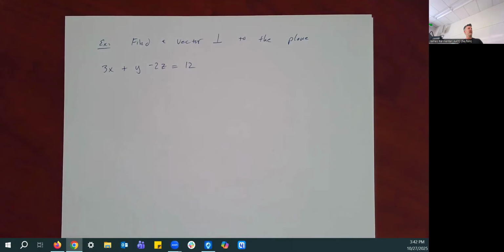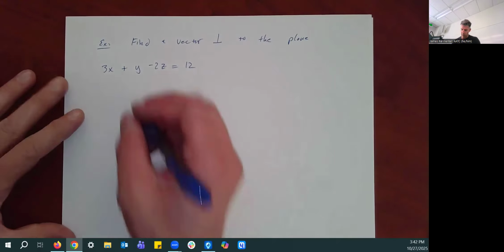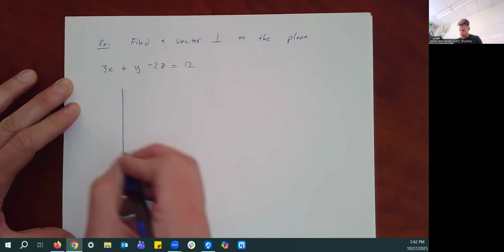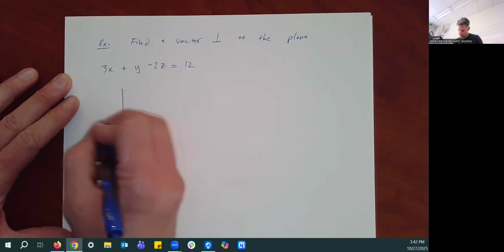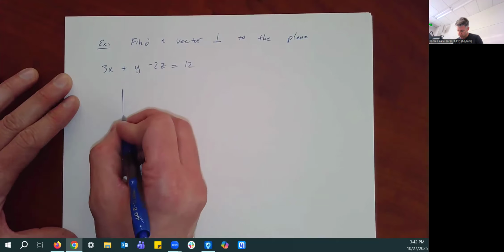So, we need to find a vector perpendicular to the plane, but we only need to know how to find vectors perpendicular to other vectors. So we look at the plane and we find some vectors in the plane. Let me show you what I mean. So if I draw this plane, which I've maybe poorly picked something here, that's fine.